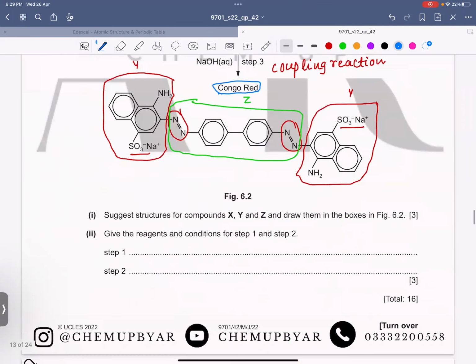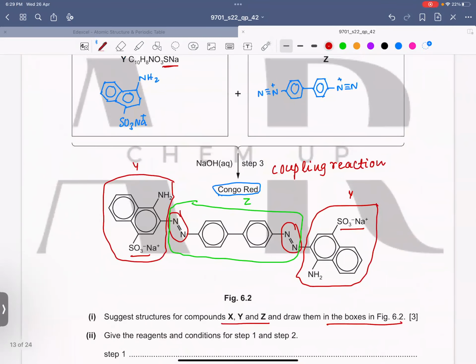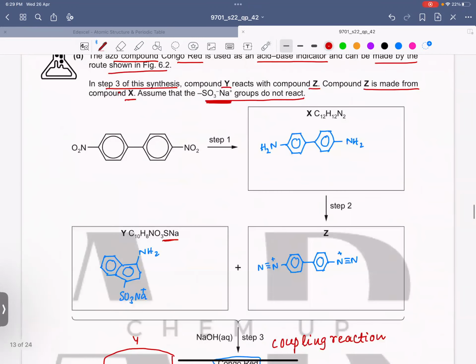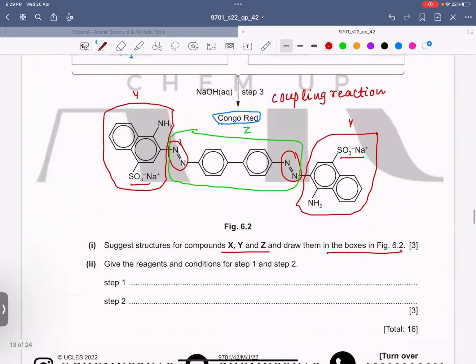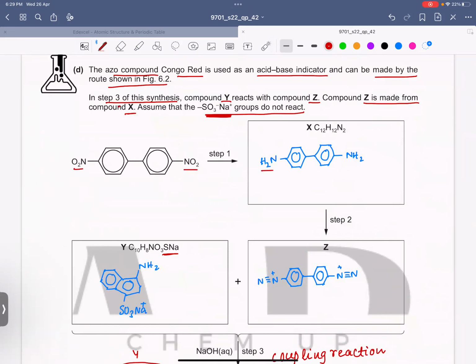Suggest the structures of X, Y, and Z and draw them in the boxes in figure 6.2. We have completed this. Now what they are asking: give the reagents and conditions for step 1 and step 2. In step 1, these NO2 groups are turning into NH2, and if you recall, this is a reduction. Yes, reduction, where we use tin and concentrated HCl, and we have to heat the mixture.